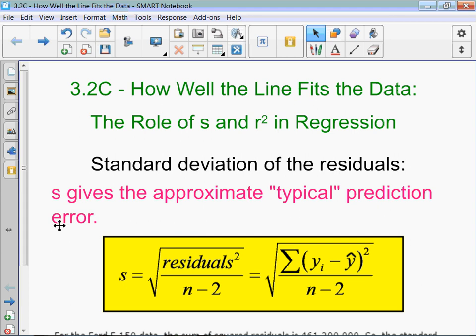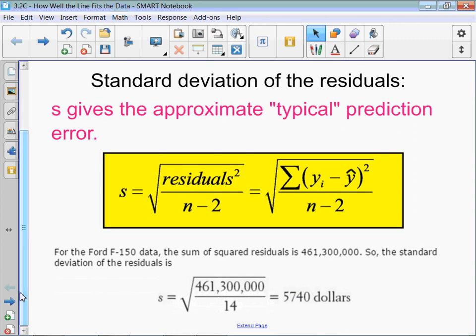Okay? The formula is the square root of the sum of all of the residuals squared, divided by n minus 2. So you would find every single residual, so every single actual minus predicted, and you square it, and you add them all up, and you divide by n minus 2. N is the number of points that we used, and you square root it.